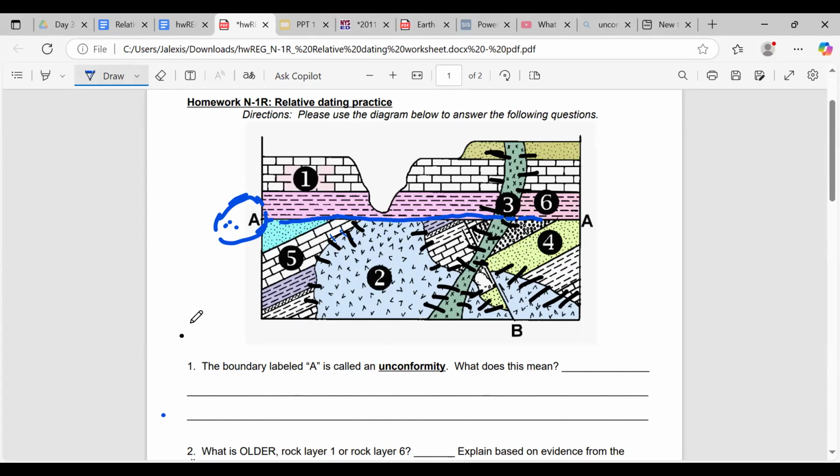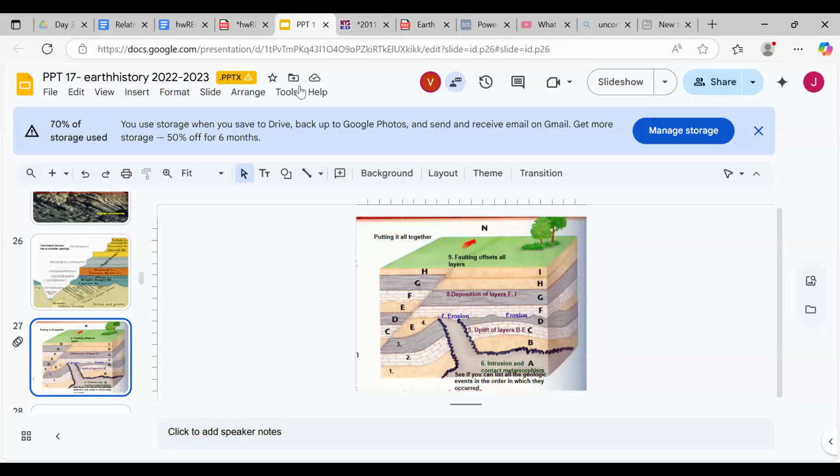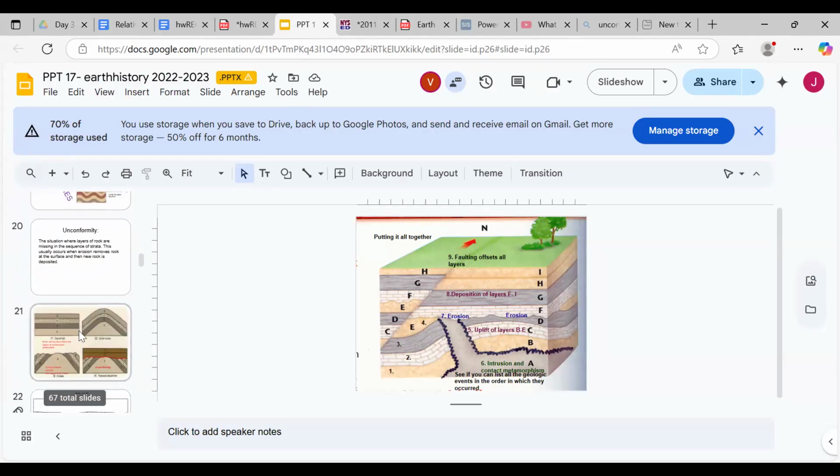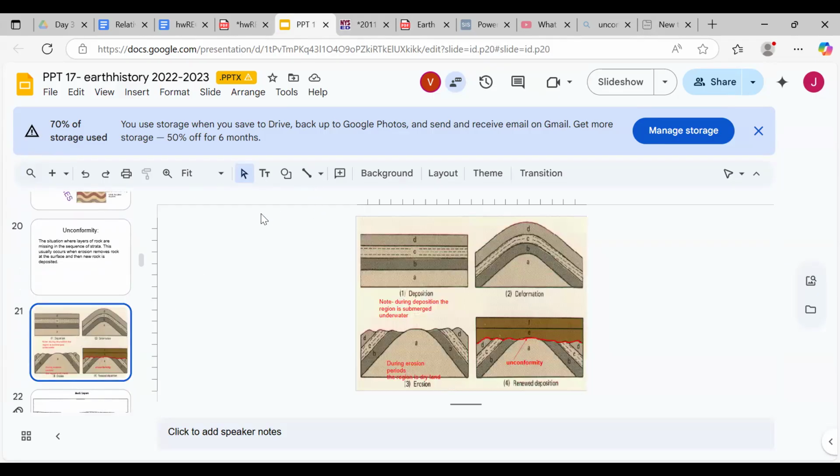And when we hear the word unconformity, doesn't it sound like the word uncomfortable, right? Basically, this has to be a location where old rocks have been eroded away and new rocks have been deposited on top of it. So we're looking for a sequence, and I'll show you right here. I think this is a good example. Let me just do the slideshow.